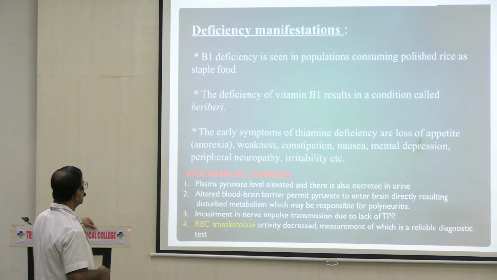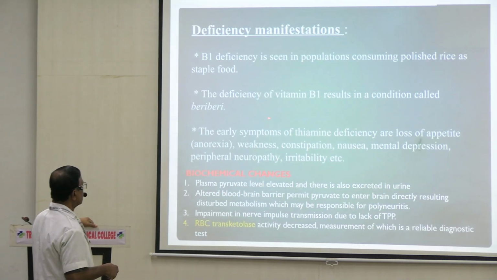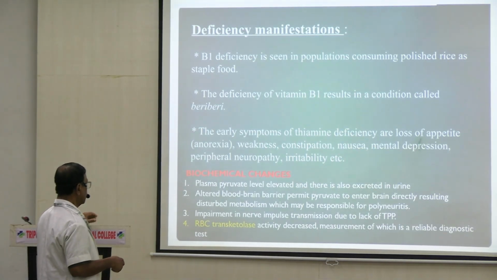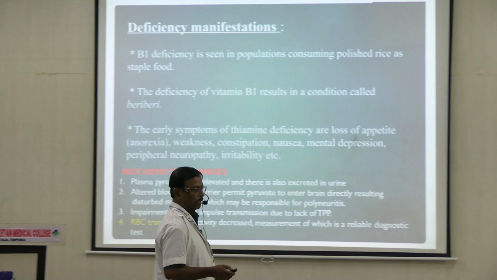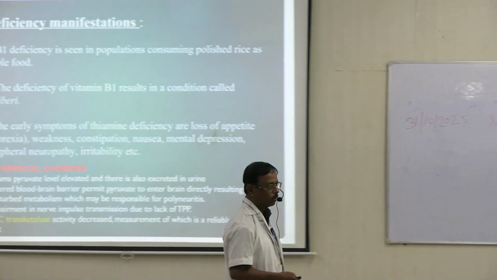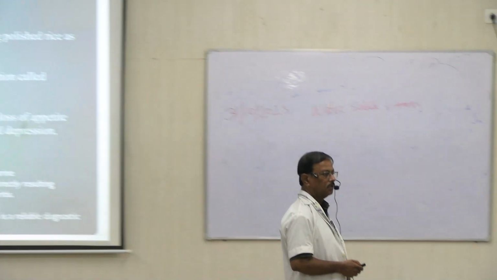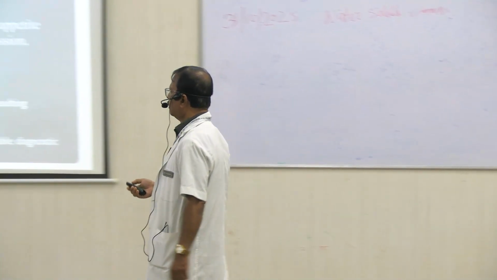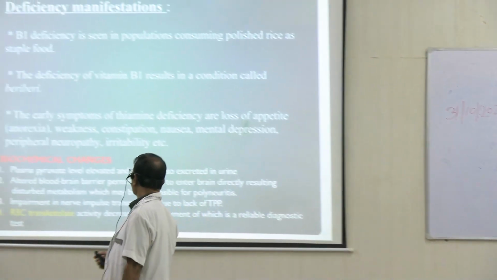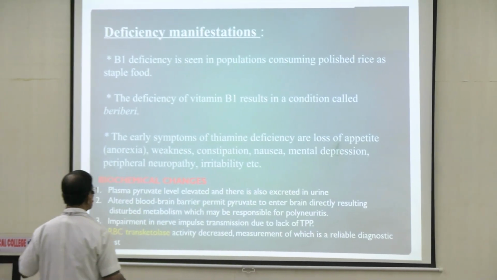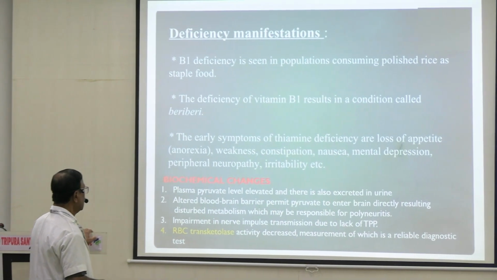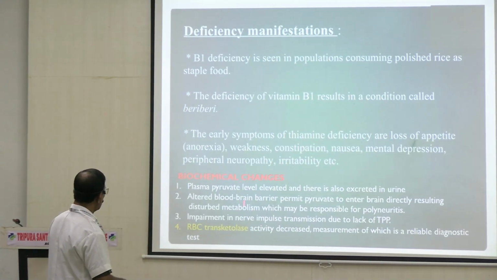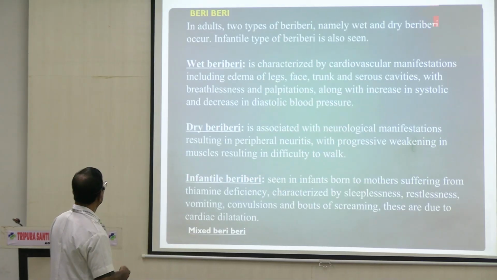So polishing of rice causes deficiency. Deficiency of vitamin B1 causes beriberi. The disease is called beriberi. You will get it as a short note. So this is the disease caused by deficiency of vitamin B1. It is characterized by weakness, constipation, nausea, mental depression, peripheral neuropathy, irritability. Okay? This part we have already told. We will pass on to the next, beriberi.